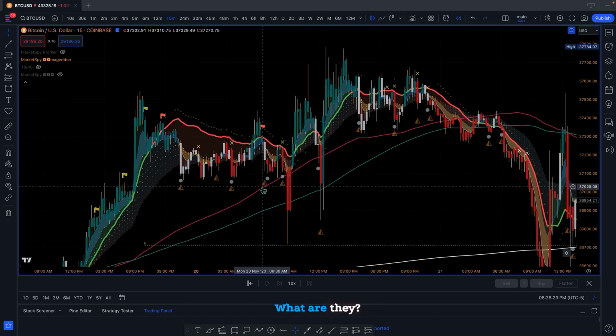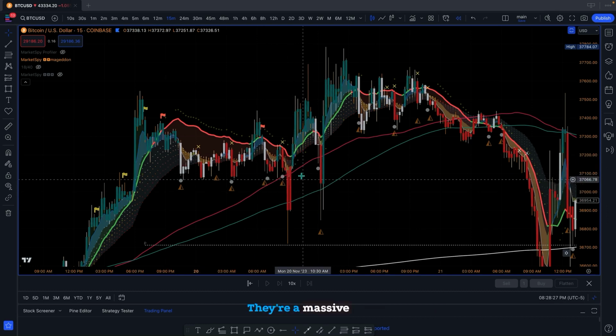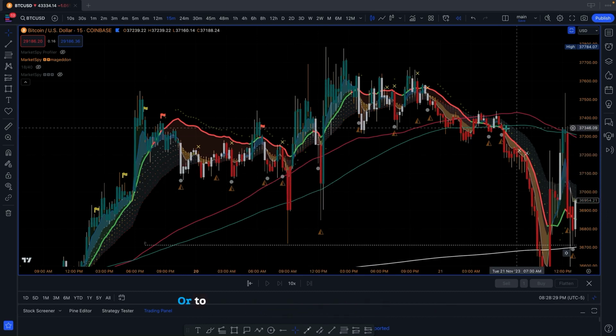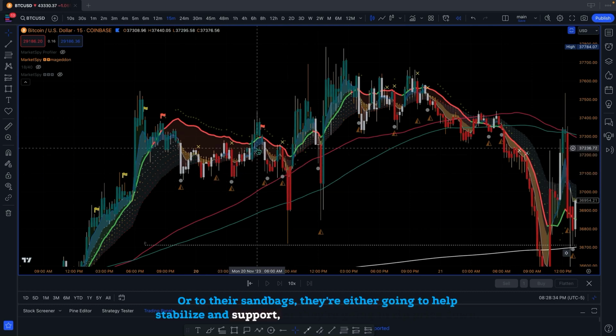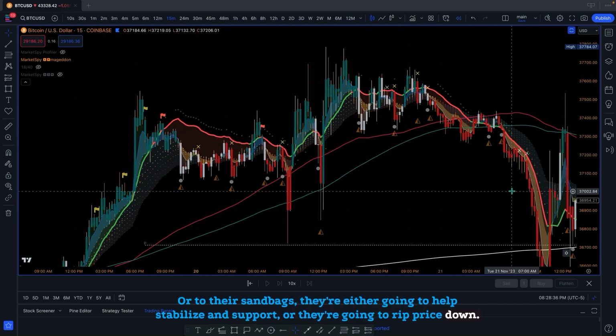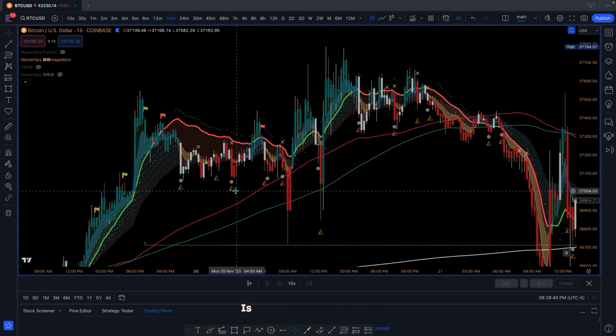First, what are they? Pyramids need to be looked at in two ways. One, they're a massive buyer, or two, they're sandbags. They're either going to help stabilize and support, or they are going to rip price down. So anytime you see a pyramid, that is our first move. Is this a sandbag, or is this a buyer that's going to stabilize and support price before another leg?